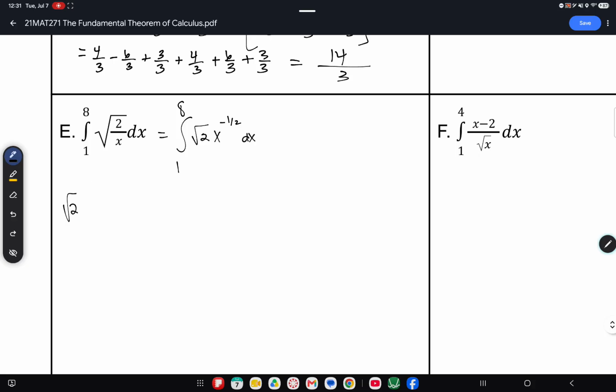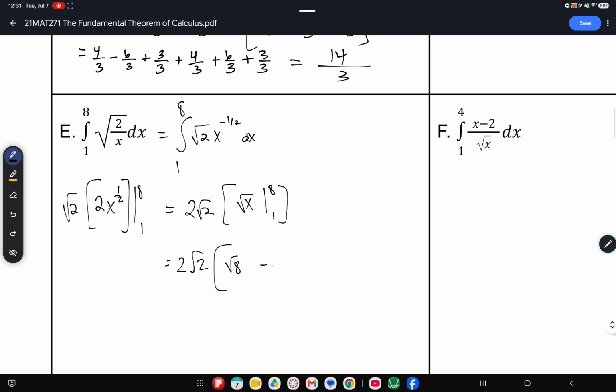And then I can add 1 to the power and divide by the new power. So if I add 1, I get 1/2. So that's x to the 1/2. And then dividing by 1/2 is the same as multiplying by 2. And then I'm going to evaluate that from 1 to 8. All right. So I can really pull the 2 out even further, right? So I'll make that 2 root 2. And then times the square root of x evaluated from 1 to 8.